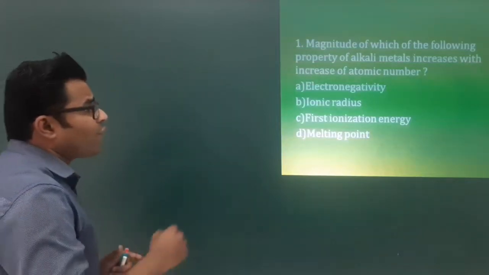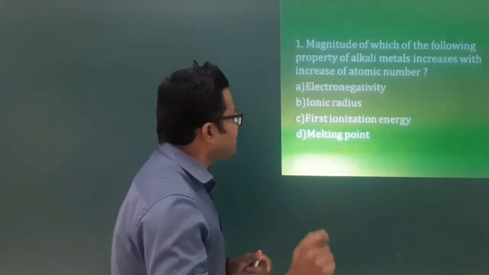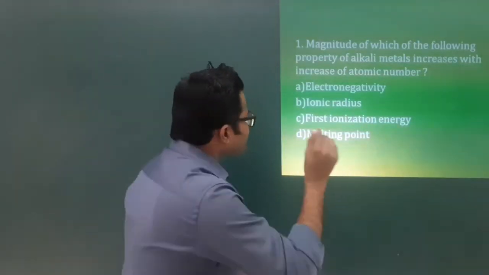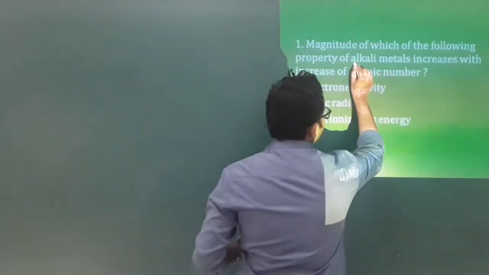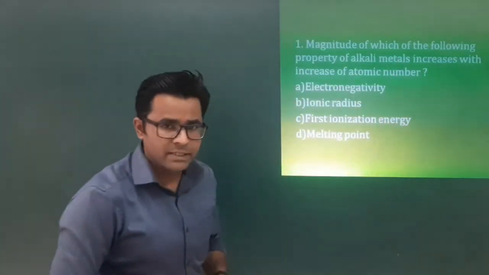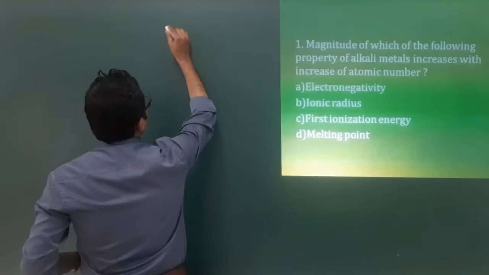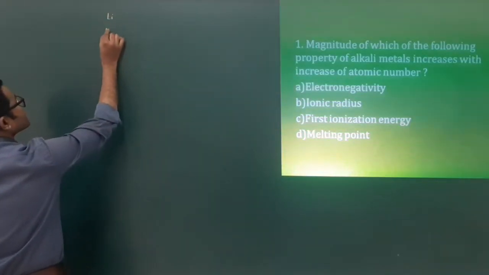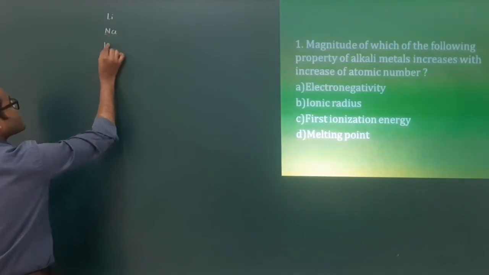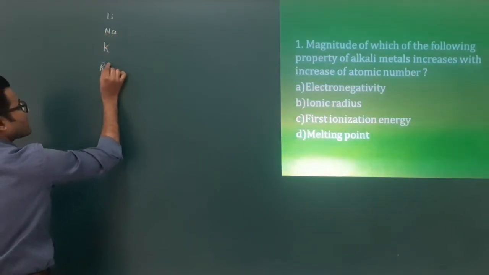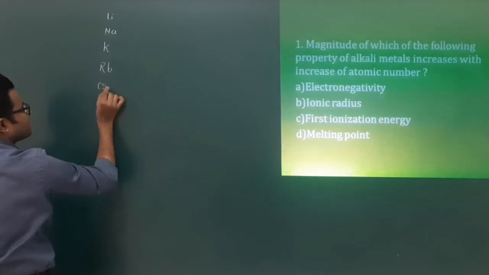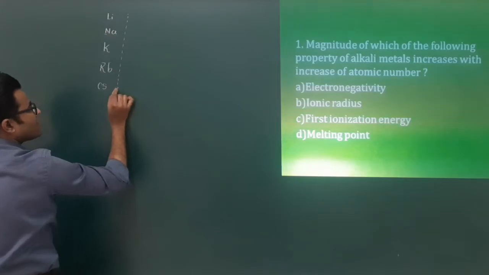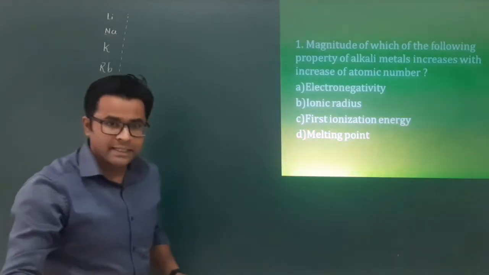the magnitude of which of the following properties of alkali metals increases with increase in the atomic number. Now, they are specifying themselves over here with respect to the alkali metals, right? So alkali metals, what do we have? The alkali metals that we have are lithium, sodium, potassium, rubidium, and cesium. So as we go down this group, atomic number goes on increasing.